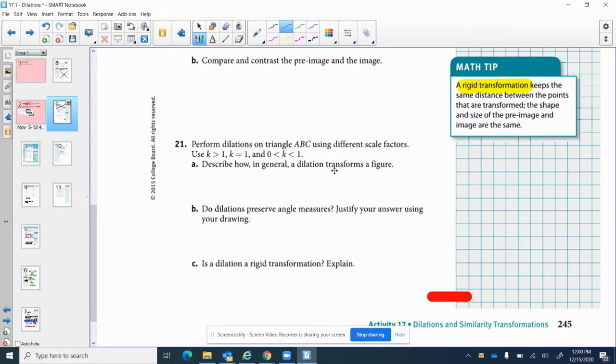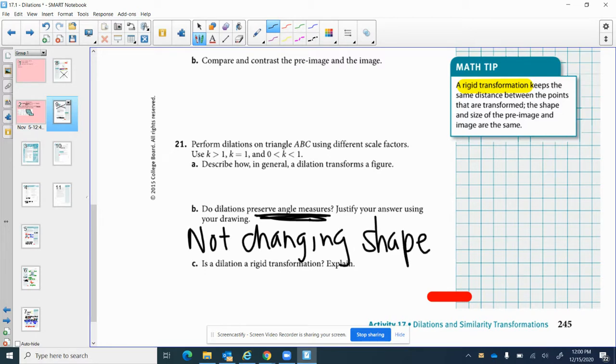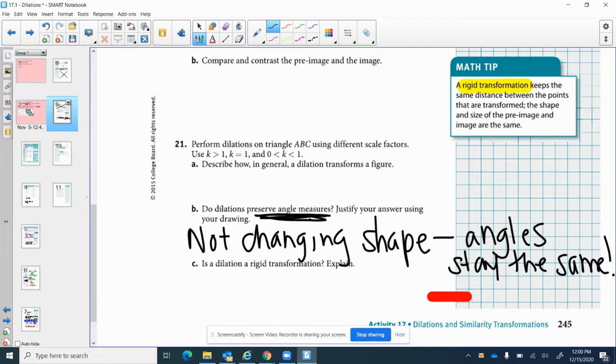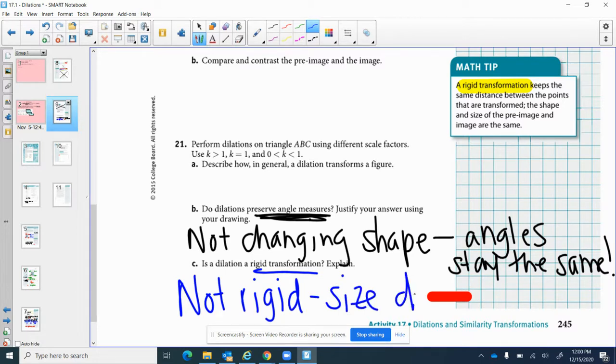We would also say, though, that the angle measures are preserved, okay? Because you're not changing the shape, so the angles stay the same. But the side lengths will change, right? This is not a rigid transformation because the size changes. So whenever you are performing a dilation, we call this non-rigid.